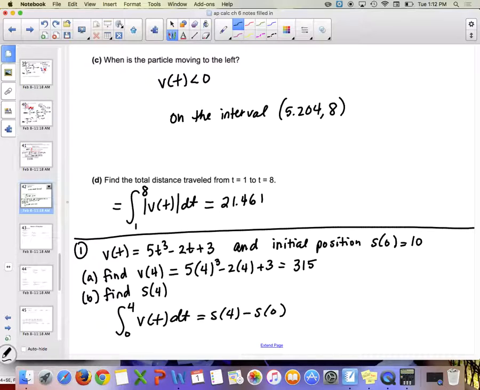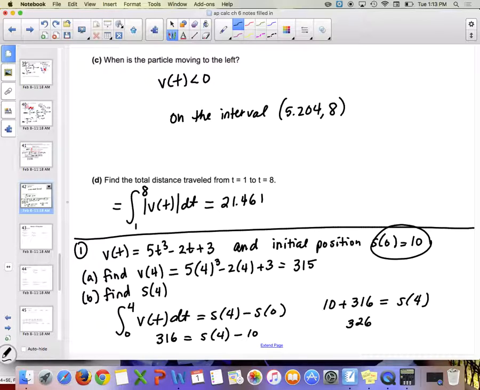So the integral from 0 to 4 of v of t dt, we can actually just get on our calculator. Okay, so we're going to do math 9, and we're going to do 5x cubed minus 2x plus 3. And we're going to go from x equals 0 to 4. So when we do that, we get the very nice 316. But we have to remember that our initial position is 10. So what happens is you take the 10 and you add it to 316. So you get a total of 326.